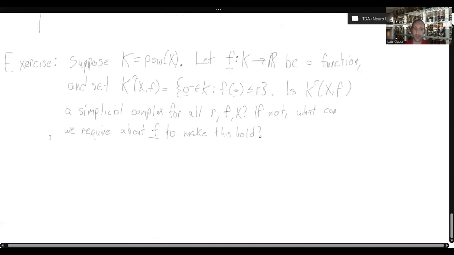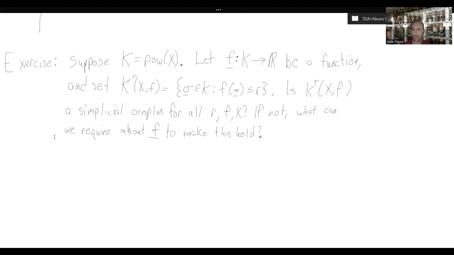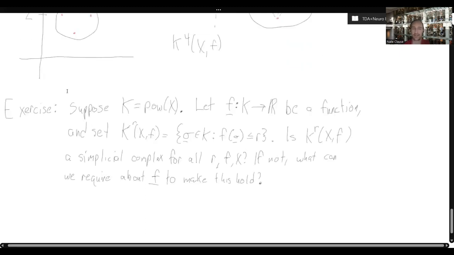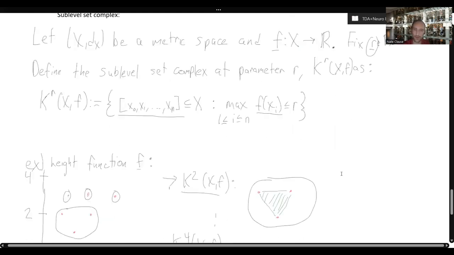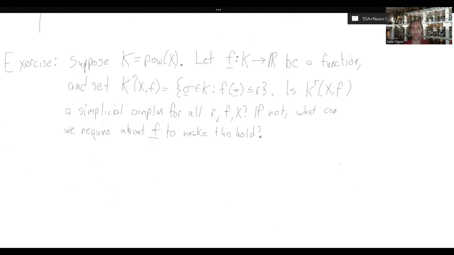So here's an exercise which hints at another very standard definition of a sublevel set complex. This is just one definition of a sublevel set complex. It's a standard definition, but there are others. Suppose we have a simplicial complex, which is the power set of X. So we have some set of points X, and we just take every possible subset of X as a simplex to build a simplicial complex.